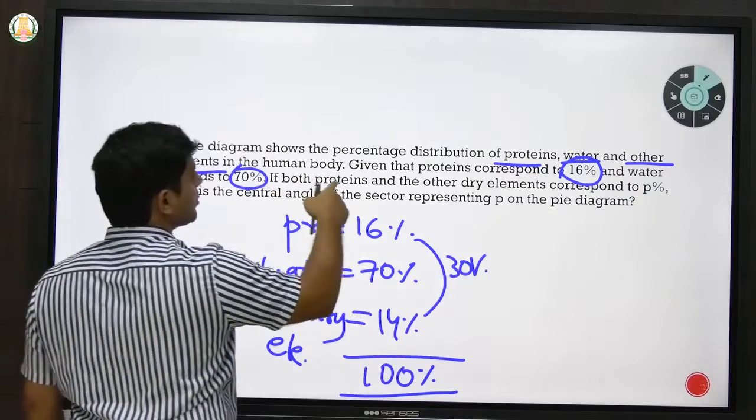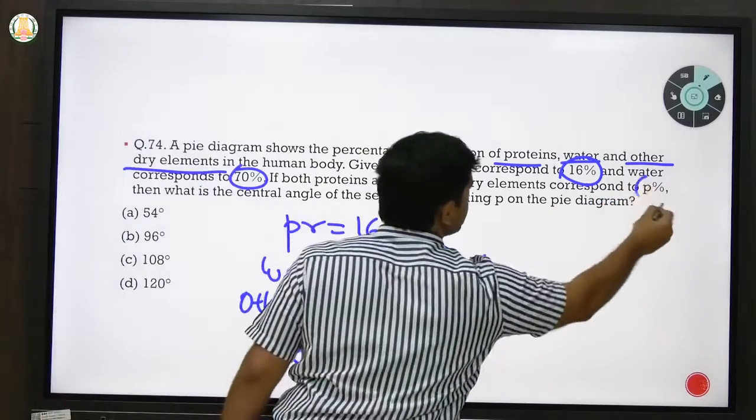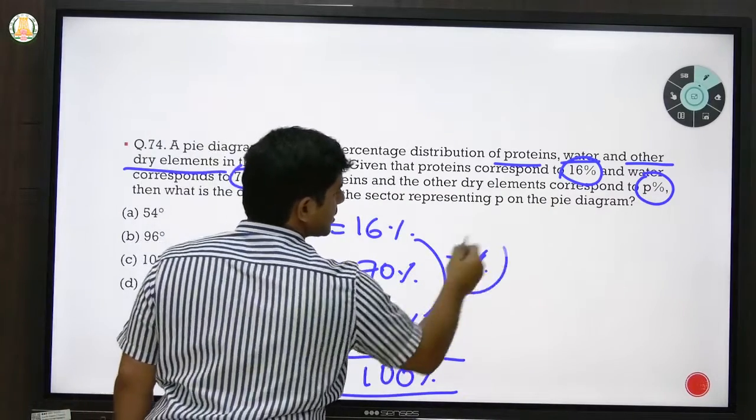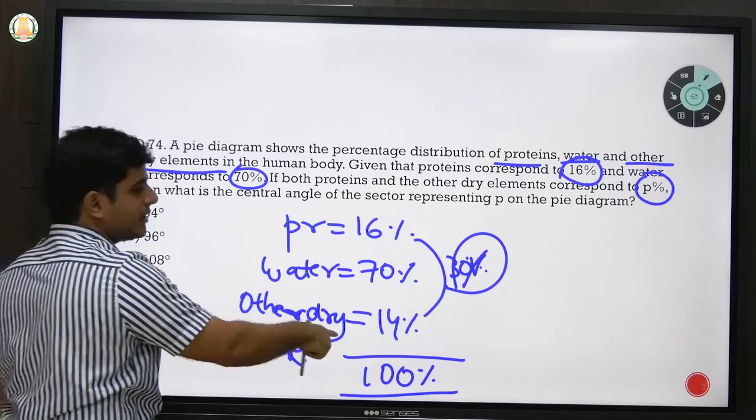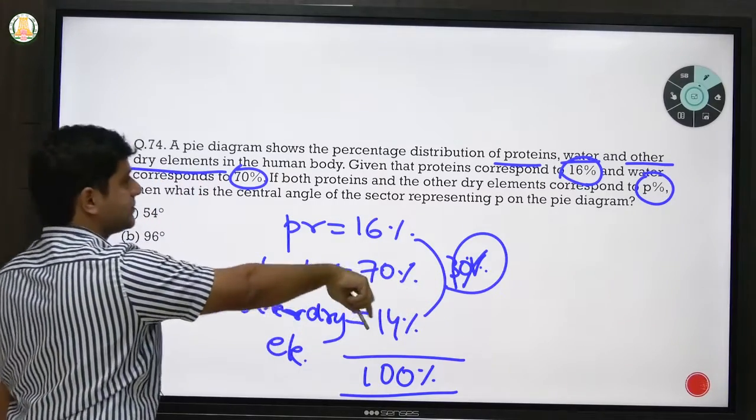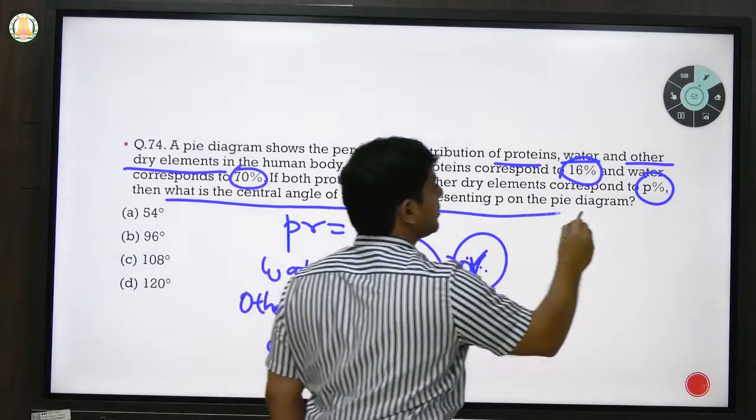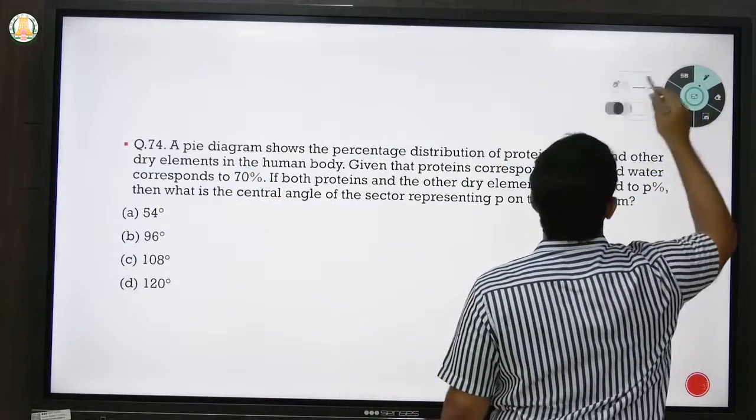So he's saying if both proteins and other dry elements correspond to P%, now P% becomes 30%, because proteins and other dry elements combined you will get 30%. Then what is the central angle of the sector representing P on the pie diagram? So this is the important point here.